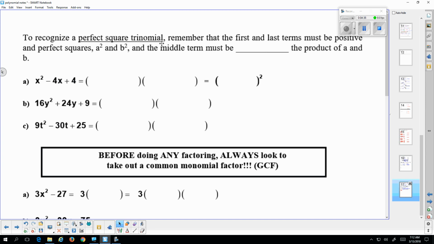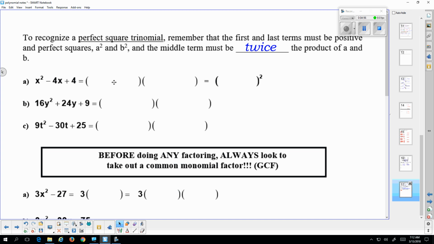Part B, to recognize a perfect square trinomial, the first and last terms must be positive perfect squares. Okay, they have to be positive. It's not a difference of squares. The first and last term are going to be positive. And the middle term must be twice the product of A and B.